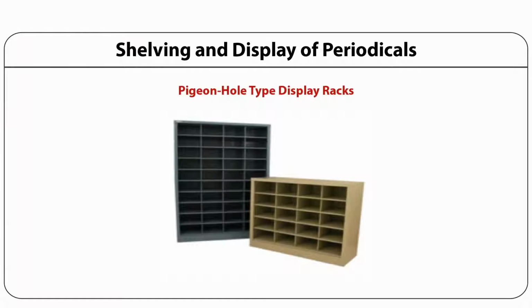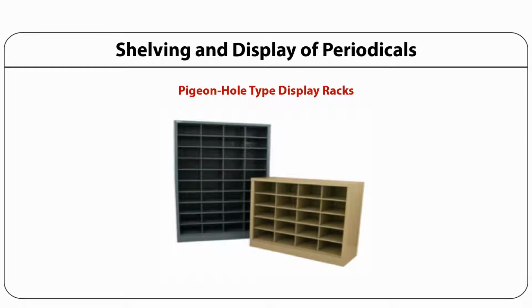Pigeonhole type display racks. A pigeonhole type display rack is a box type of rack which has two parts, one being a cupboard at the bottom, and the upper part has rows of pigeonholes which are 1 foot deep. In the pigeonholes, current issues of periodicals are kept. The cupboard is used for storing back issues of periodicals.